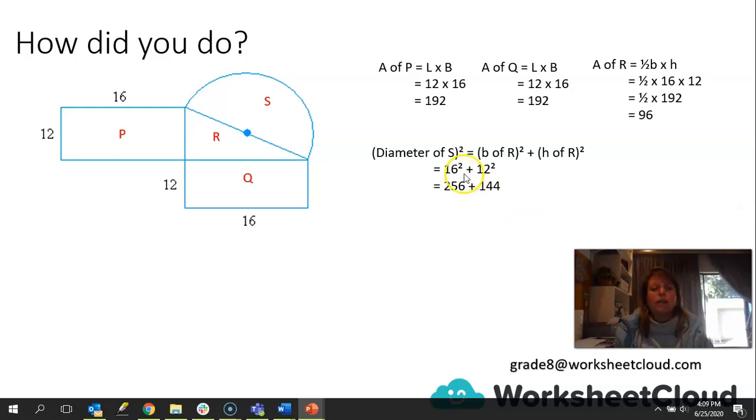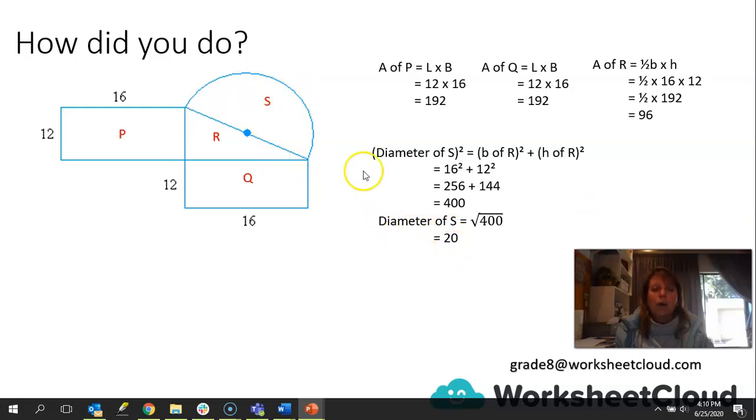So 16 squared is 256, 12 squared is 144. Add those together, we end up with 400. That is the hypotenuse squared, which happens to be the diameter of our circle. We now have to square root that to get the diameter, and so the diameter of the circle is 20. So the circle we've labeled S, the diameter of S is 20.